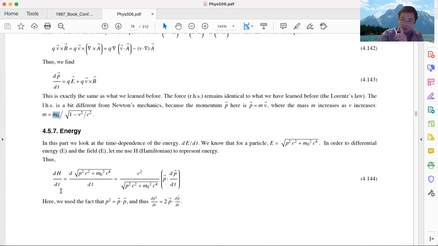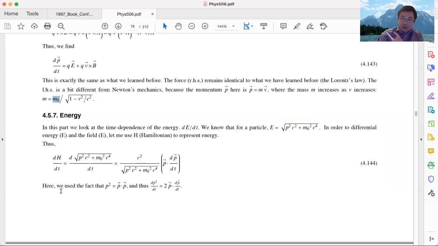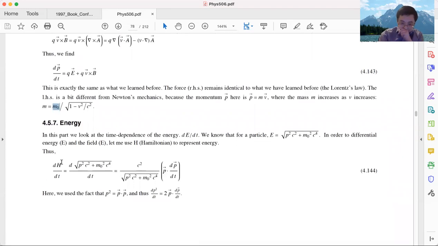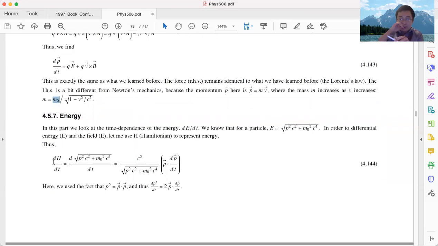Before we finish, let me talk about one more topic. That is energy. Okay, so we have already gotten the equation of motion. For energy, and more precisely for the time derivative of energy, we can calculate it in this way. Okay? So the energy is the Hamiltonian. So the time derivative of energy is the time derivative of the Hamiltonian. And the Hamiltonian, we know the energy of the particle is this guy. Okay, this is p squared c squared plus m0 squared c to the fourth.